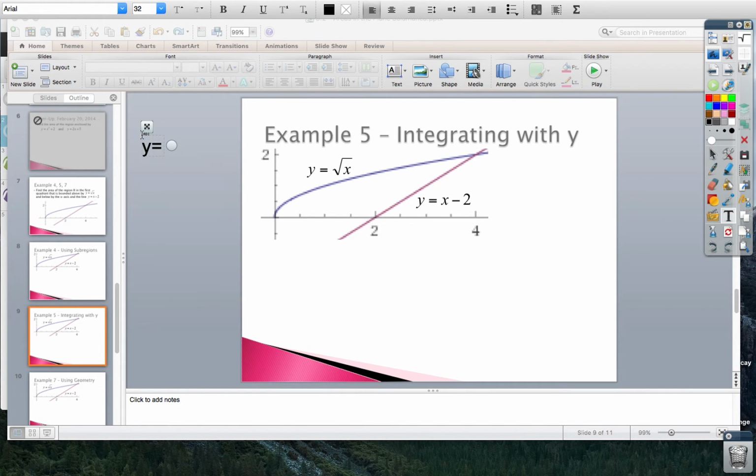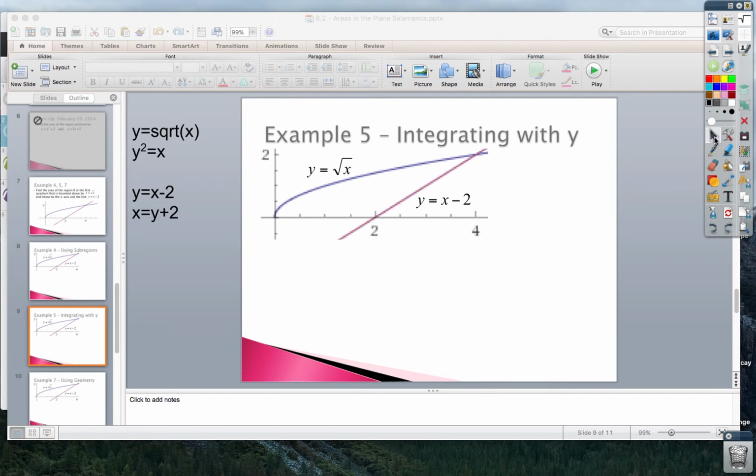So first we have y equals the square root of x. And then we're going to square both sides. So we would get y squared equals x. We have y equals x minus 2. We're going to solve for x. We get x is equal to y plus 2. Now we're going to have to convert the limits.